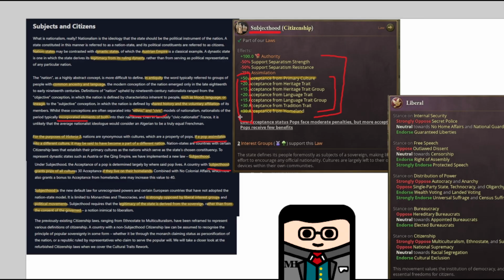Now, a culture that lives on its cultural homeland, so Hungarians in Hungary, Croatians in Croatia, Czechs in Bohemia, Czechia, they also gain an acceptance bonus to increase it very near to the primary culture. So they get roughly the same opportunities in their own homelands as the Germans do in every other part of the empire.